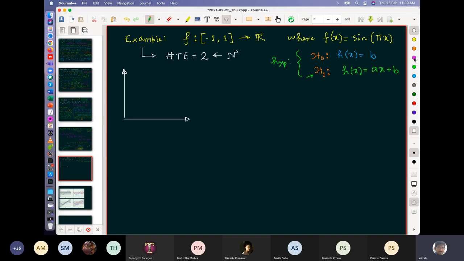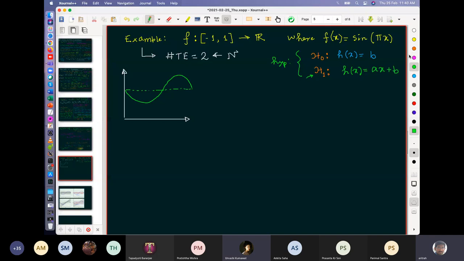So this is my zero line. Let me put my zero line somewhere here to look good. So therefore the function could be like this. Oh, sorry. Mistake. Right? Sine function.